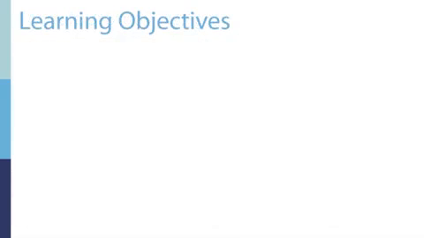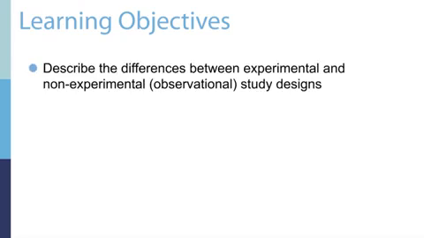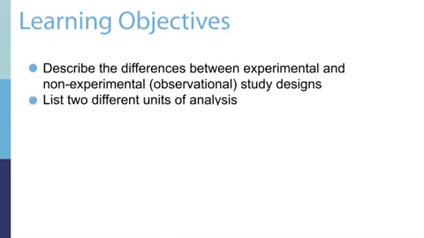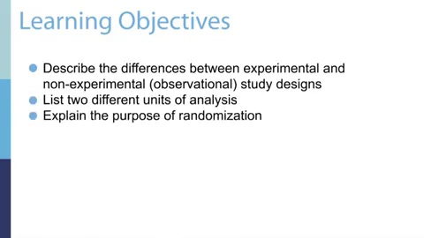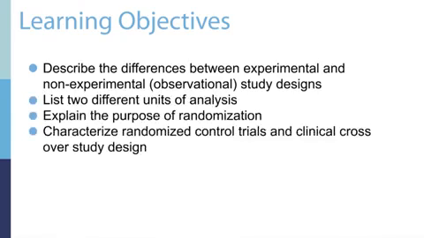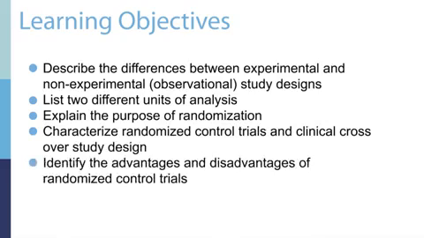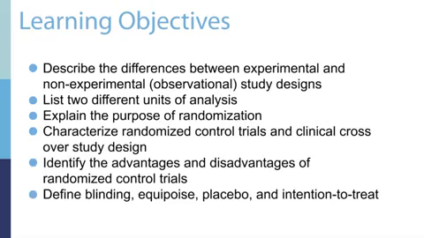After you have reviewed this lecture, you should be able to complete these learning objectives. They include: describe the differences between experimental and non-experimental or observational study designs, list two different units of analyses, explain the purpose of randomization, characterize randomized controlled trials and clinical crossover study designs, identify the advantages and disadvantages of randomized controlled trials, and define the following terms: blinding, equipoise, placebo, and intention to treat.